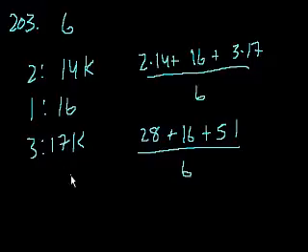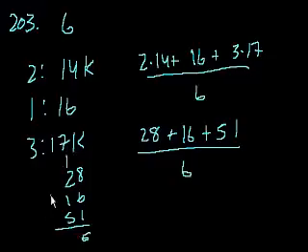And let's see, what is that equal to? 28, 16, 51. 8 plus 6 is 14. 14 plus 1 is 15. 1 plus 2 is 3. 3 plus 1 is 4. 4 plus 5 is 9. Right? And this was 8 plus 6. So it's 95 divided by 6.